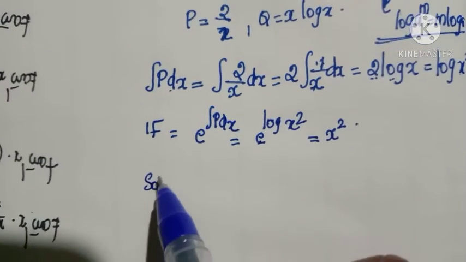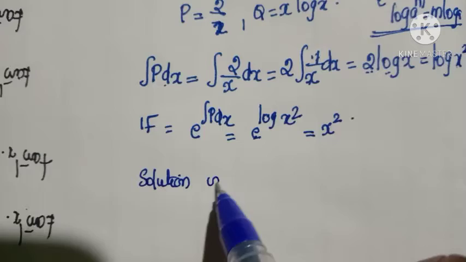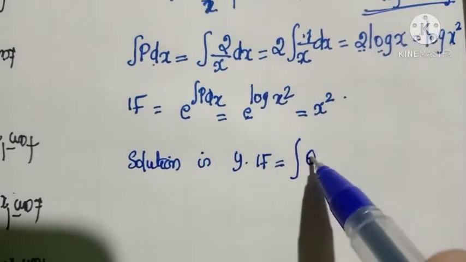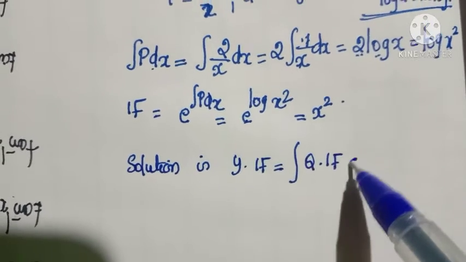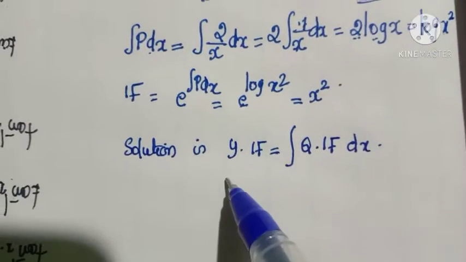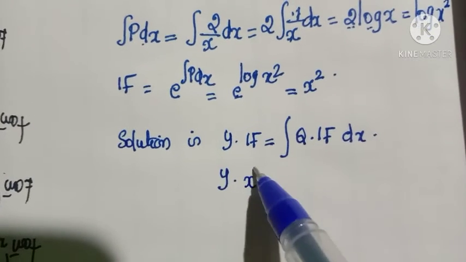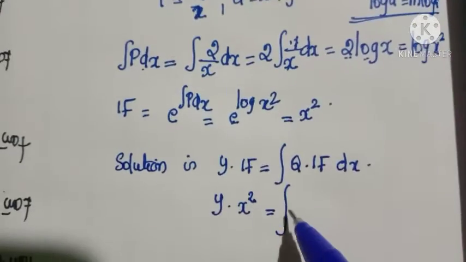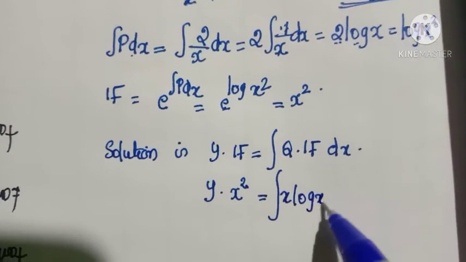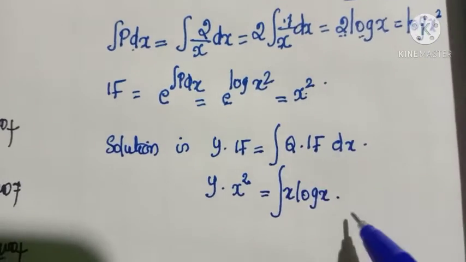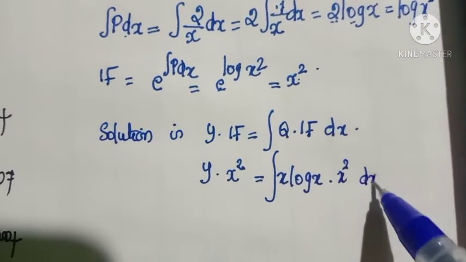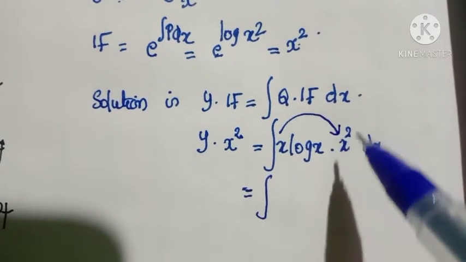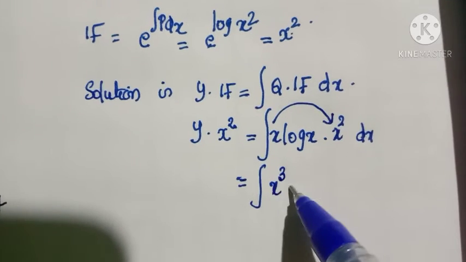Now write the solution. Therefore the solution is y into integrating factor is equal to integral of q into integrating factor. That is y into integrating factor x square is equal to integral of, what is q? x log x, x log x into what is integrating factor? x square dx. This integral is x into x square. x into x square is x cube.